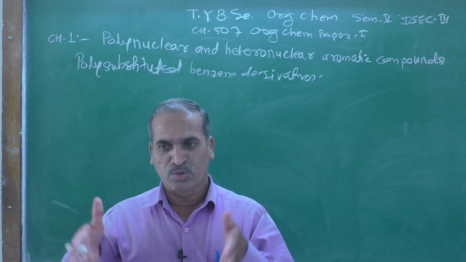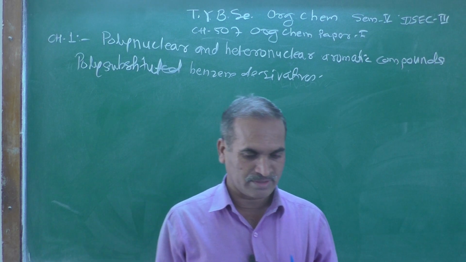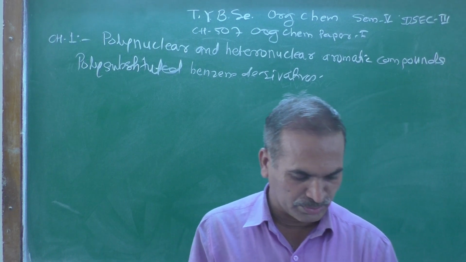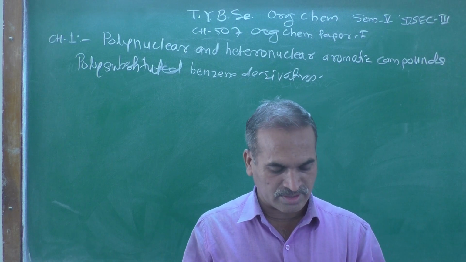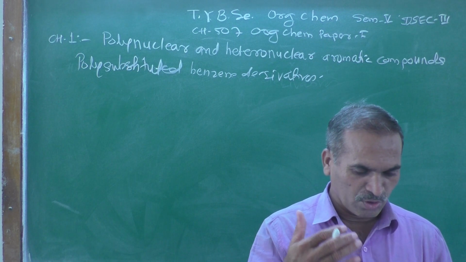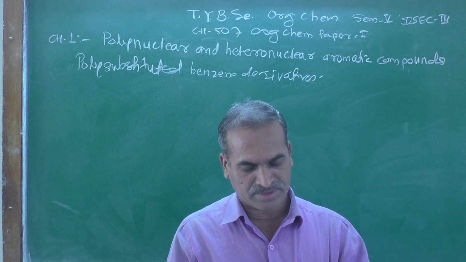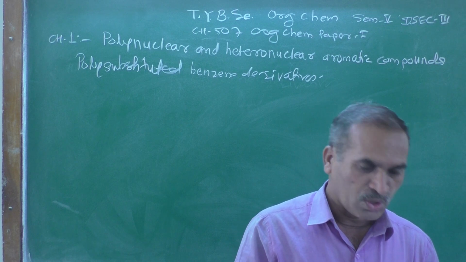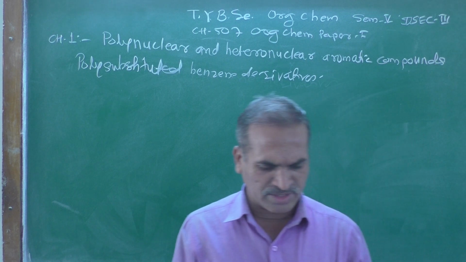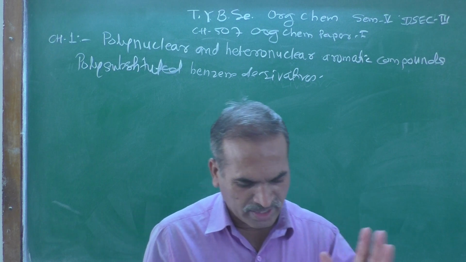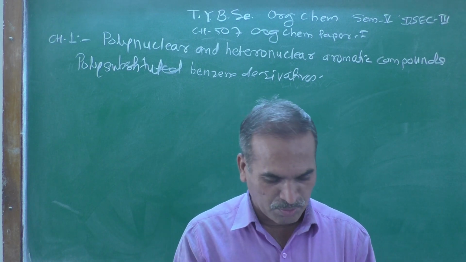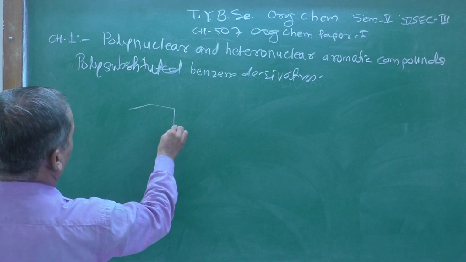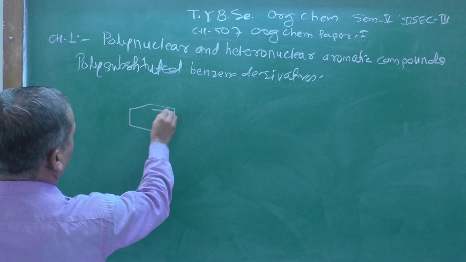And how do you name these derivatives? That we are going to discuss here. If more than two substituents or groups are attached to the benzene ring, only the numbering system is used to indicate their relative position. Let us see here. I am representing one structure.